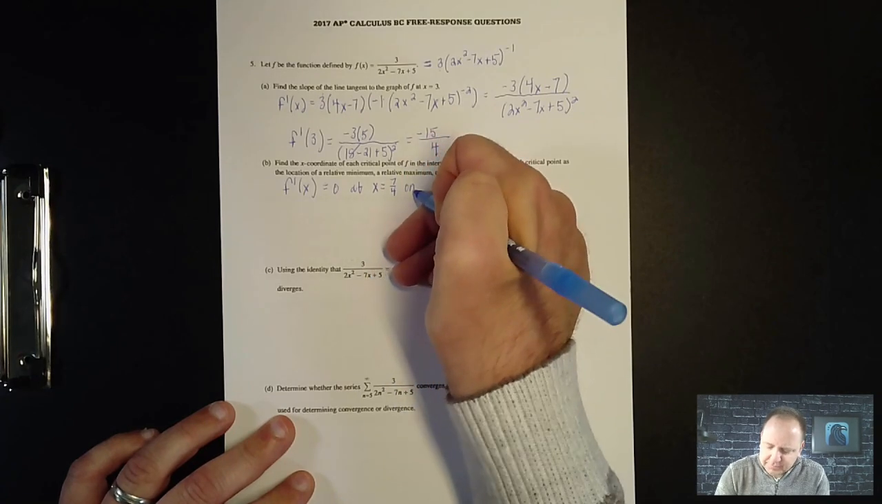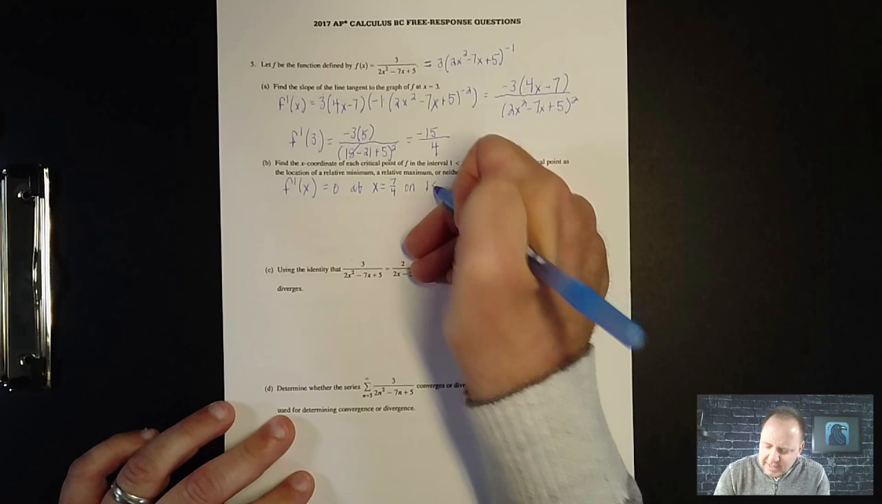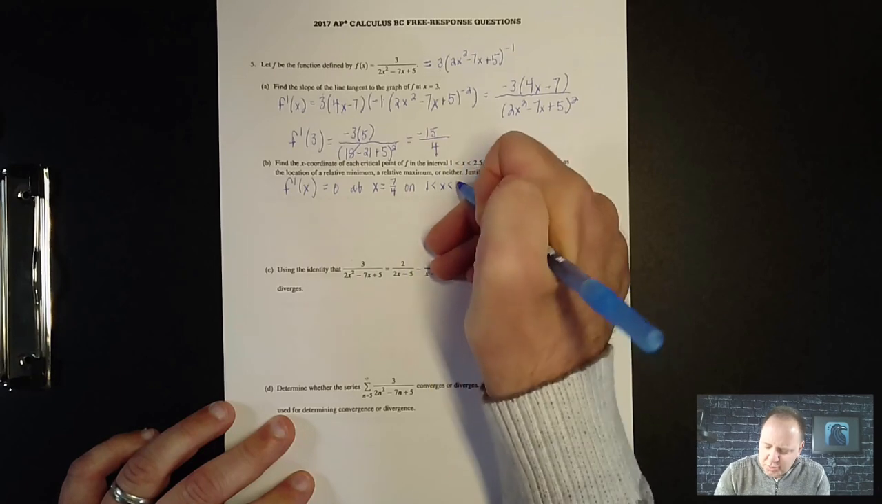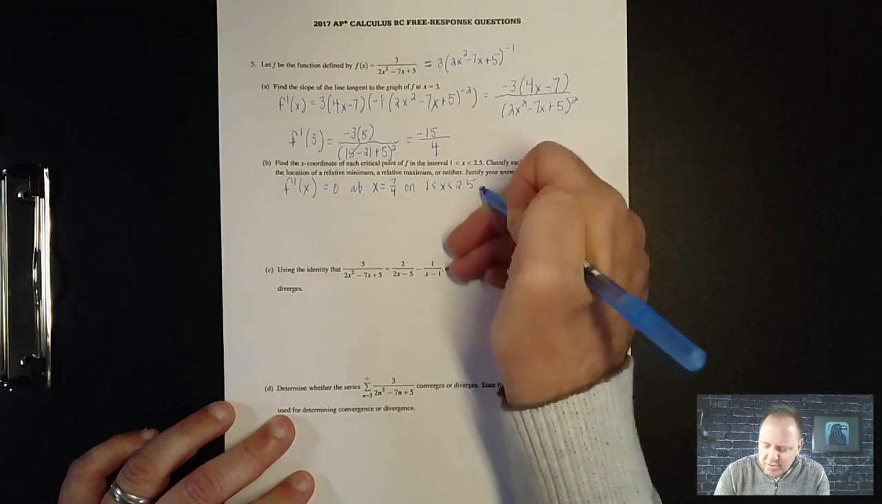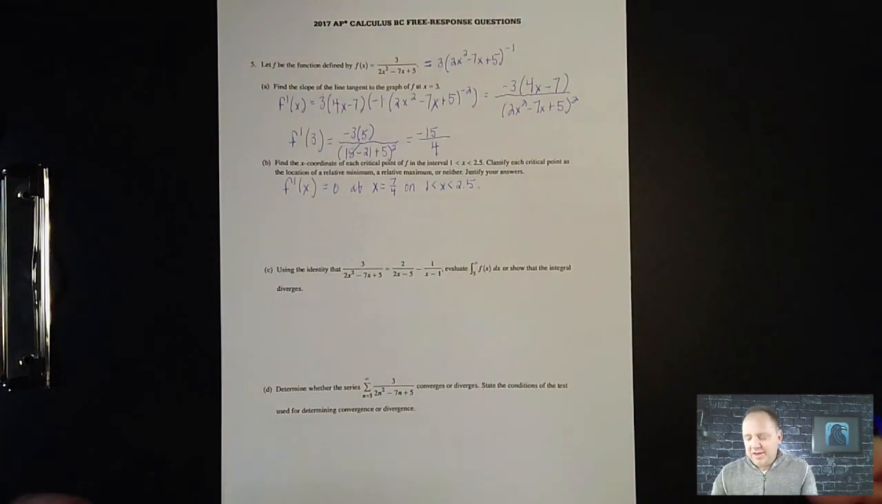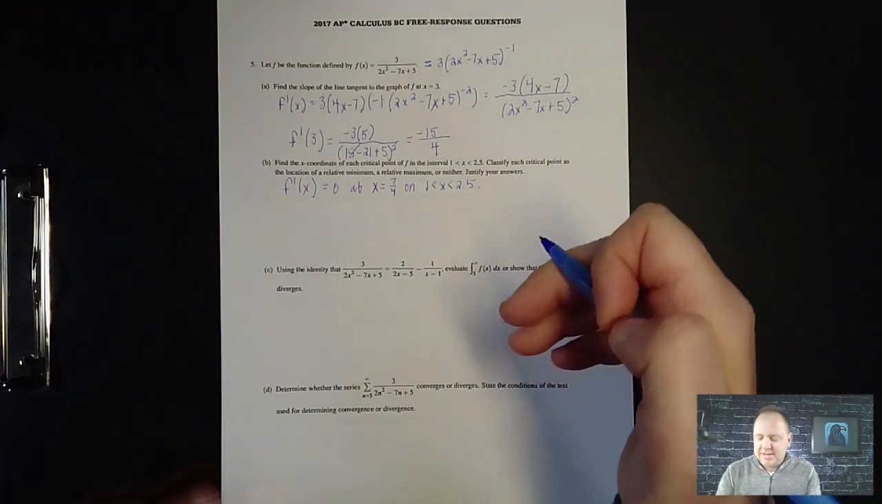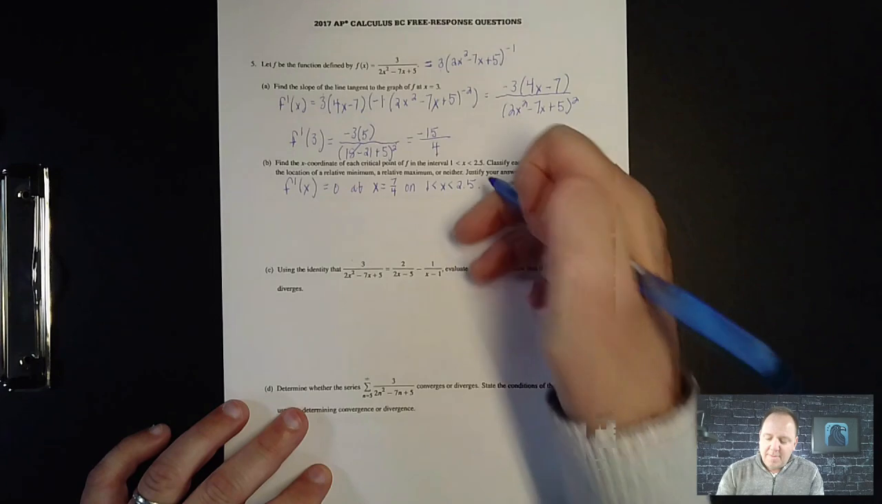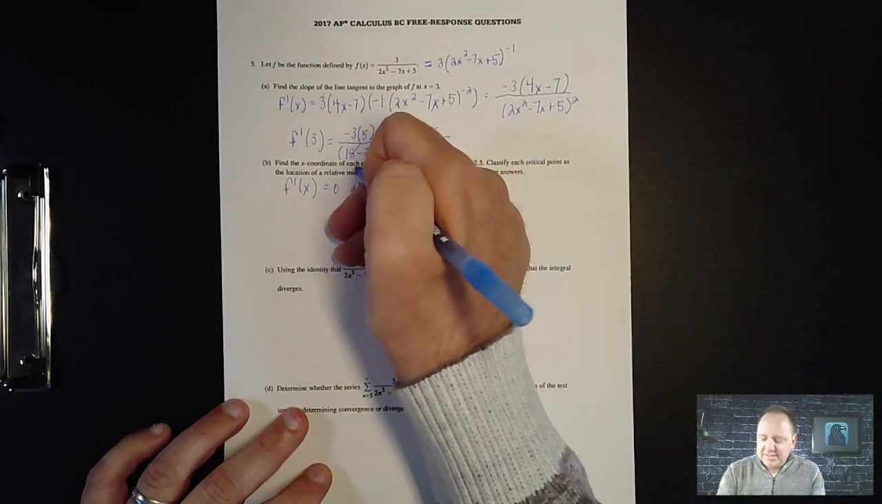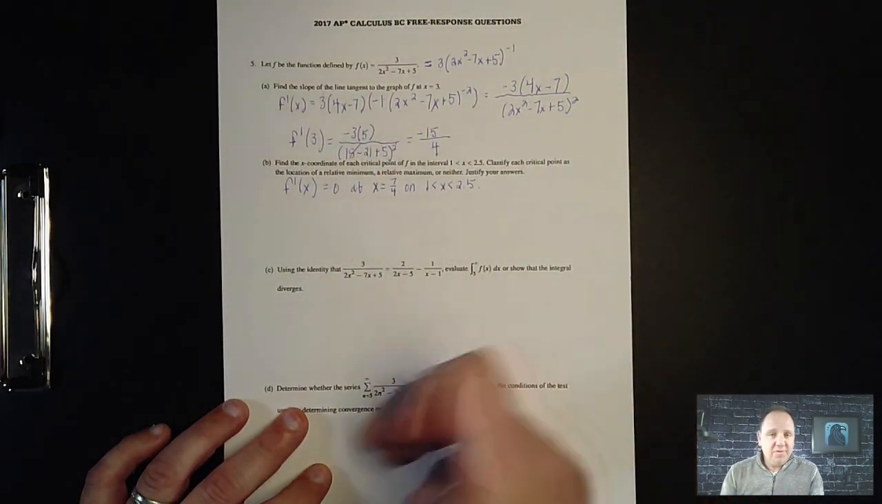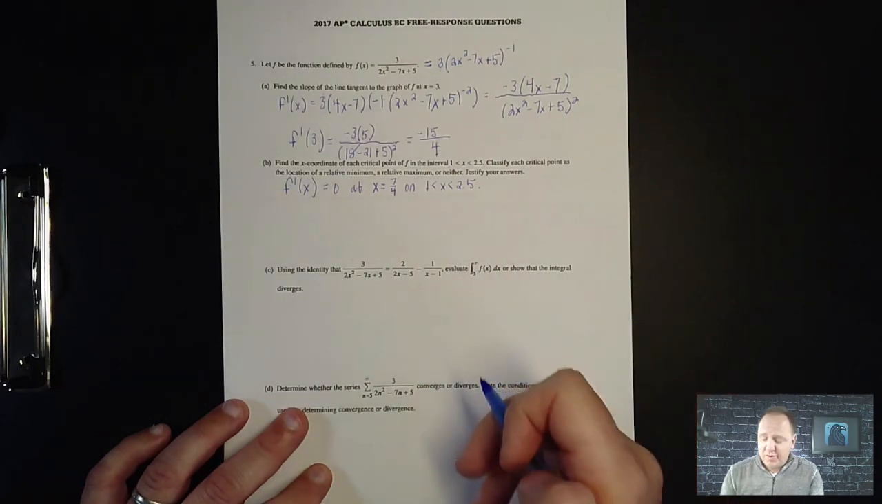On 1 less than x less than 2.5, there is no other critical value to even evaluate. That's why I hate when they write that sometimes. They've done this on numerous past FRQs where it says of each, and some students might get confused, and I always just say be confident in yourself, know what you're doing.